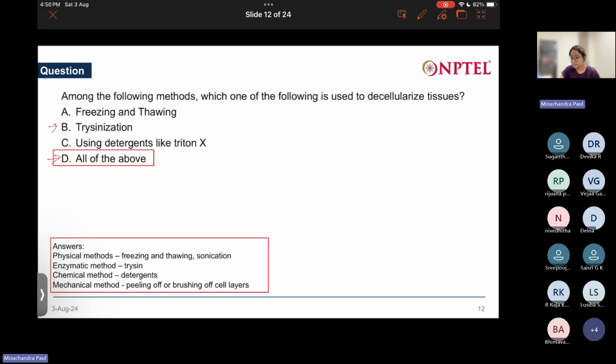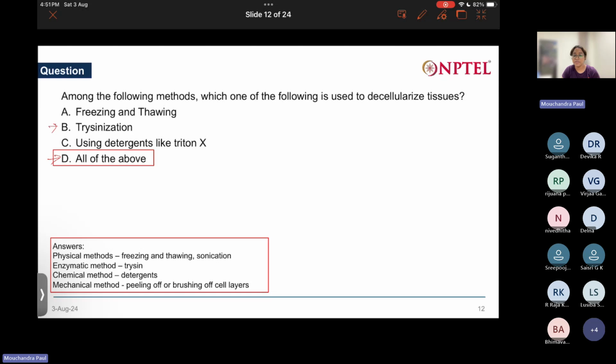Among these methods, the first method, freeze thawing, is a physical method where we do not use any chemicals. We just use the phenomenon of freezing and thawing. We keep it at a lower temperature and then thaw it. This causes formation of ice inside the cells, and the cells will rupture. Similarly, we can sonicate it. We can use a sonication bath where the cell membrane will rupture. These are physical methods. You are physically trying to lyse the cells.